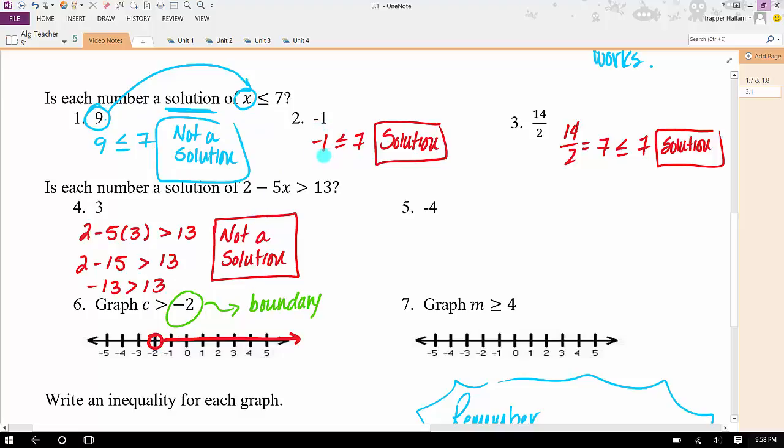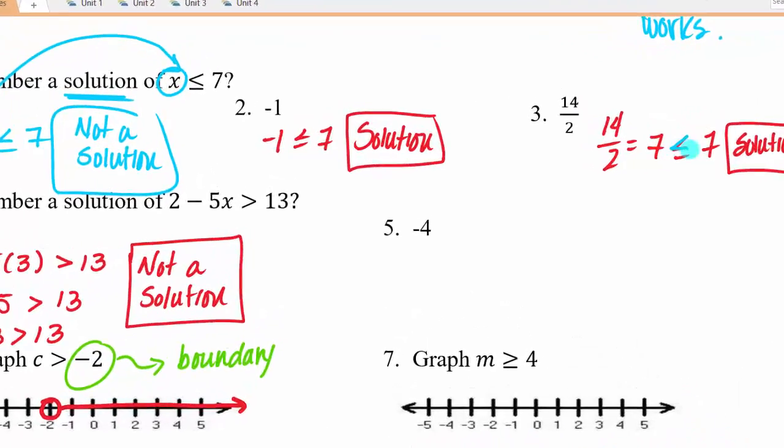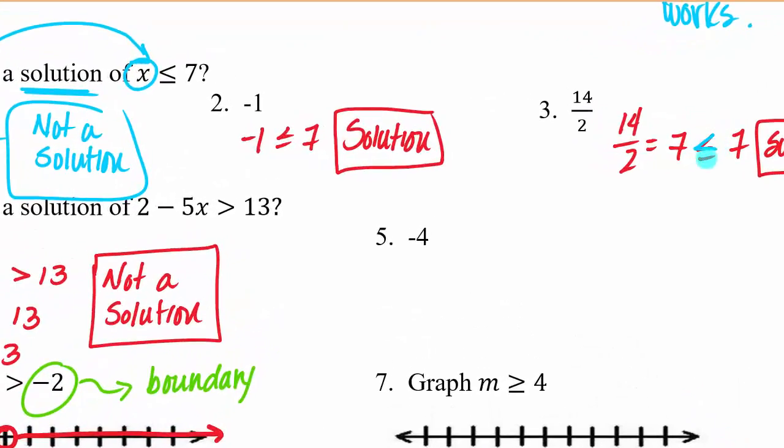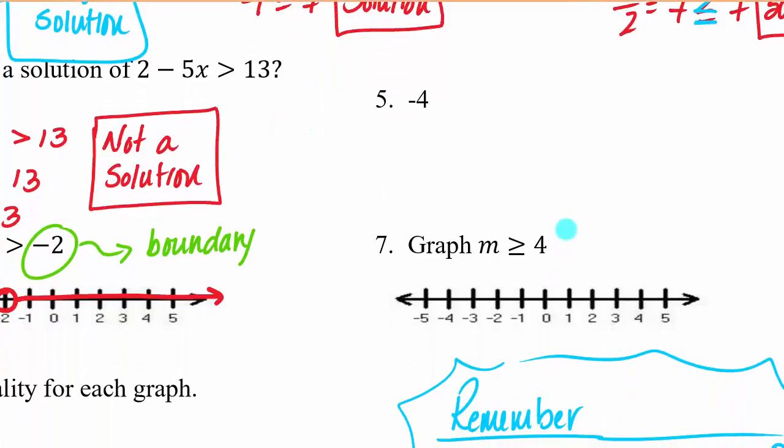So you can see a couple other examples here. If I plug -1 in there, -1 is less than 7, so that's a solution. 14 halves. Mr. Hallam, no fractions. Well, fractions are okay, especially this one, since it's just 14 divided by 2, which is 7. Which brings us to the point, it's not necessarily less than, however, it is equal to, so it does qualify as a solution. All right, so what happens if you get something a little more complex?